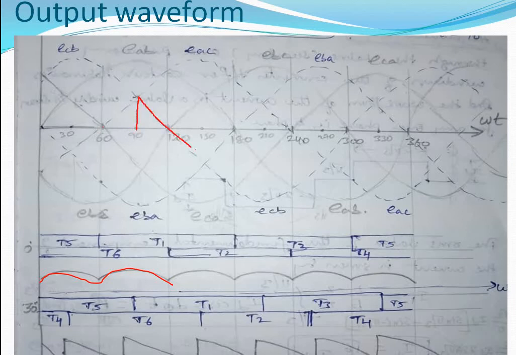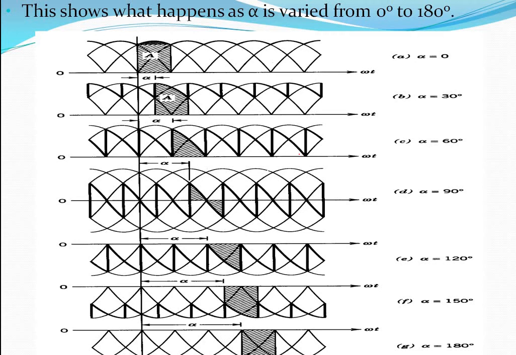So till it conducts, the output will appear as it is up to 150, and again the other thyristors will conduct the same, and you will get the output. In a similar way, you can go for alpha equal to 30, 60, 90, 120, 150 and 180.